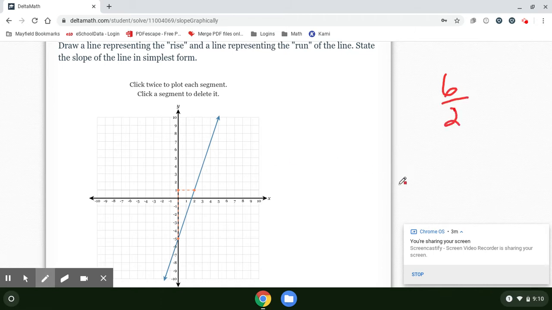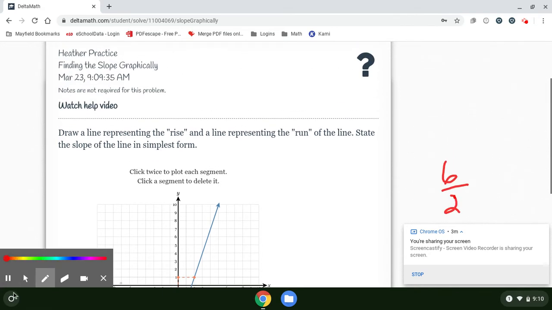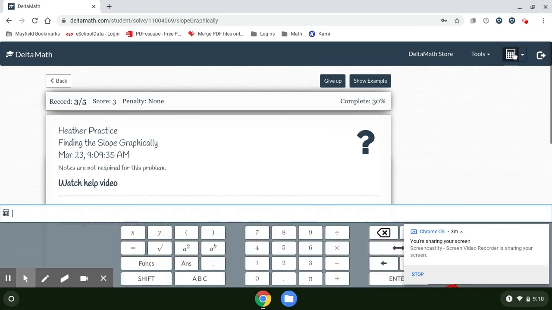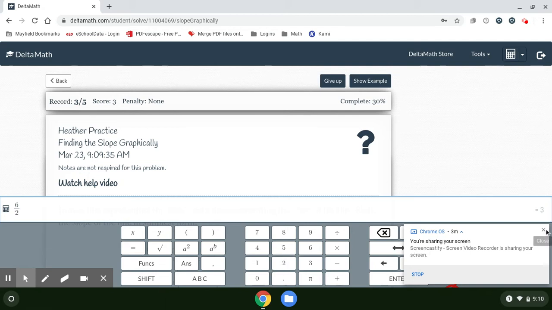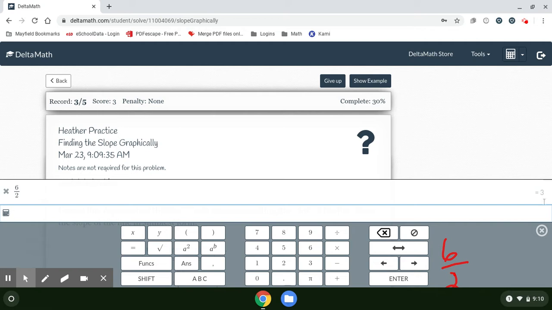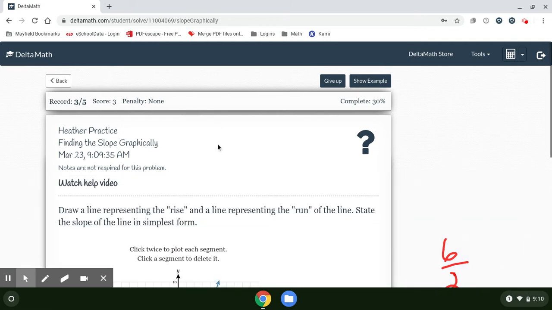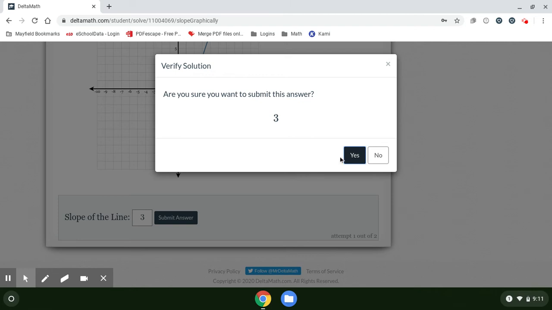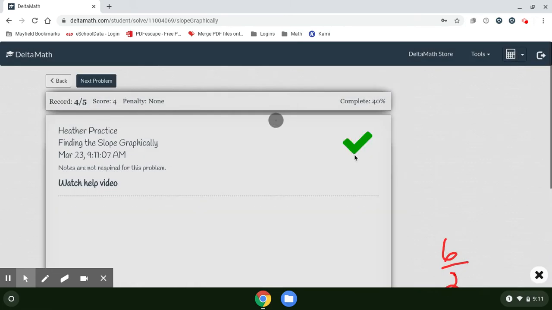If I'm not sure what that simplifies to, I can go up to the calculator up on the right hand side and click the calculator, and I'll type in 6 divided by 2, and it returns the answer of 3. So at this point I know my answer is 3. I'll go down to the box, click 3, submit answer, and check mark.